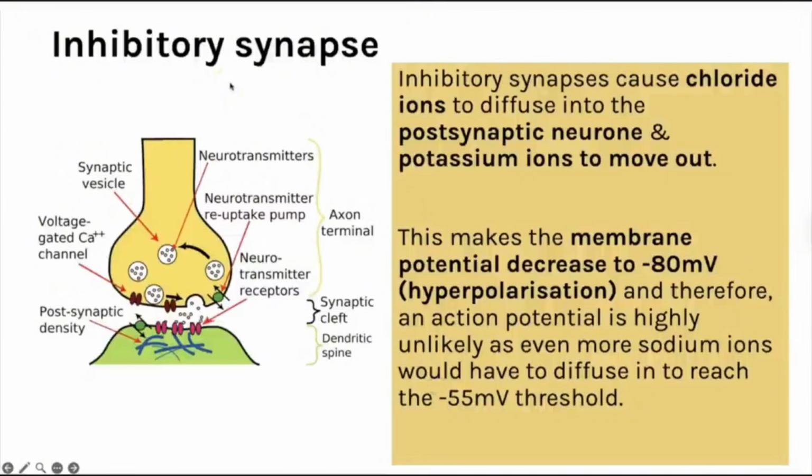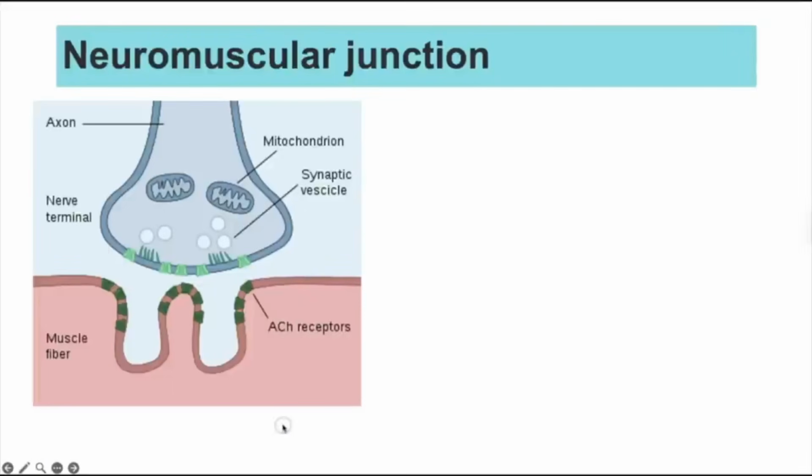You can also get inhibitory synapses, which will prevent an action potential being generated. These can cause chloride ions to diffuse in instead of or in addition to sodium ion channels. As a result, because you've got chloride, which is Cl minus, you have negative ions moving in, and that makes the postsynaptic membrane potential even more negative. It could go down to minus 80 millivolts, going into hyperpolarization. That makes an action potential highly unlikely because you need even more sodium ions to diffuse in before you'd reach that minus 55 millivolt threshold.